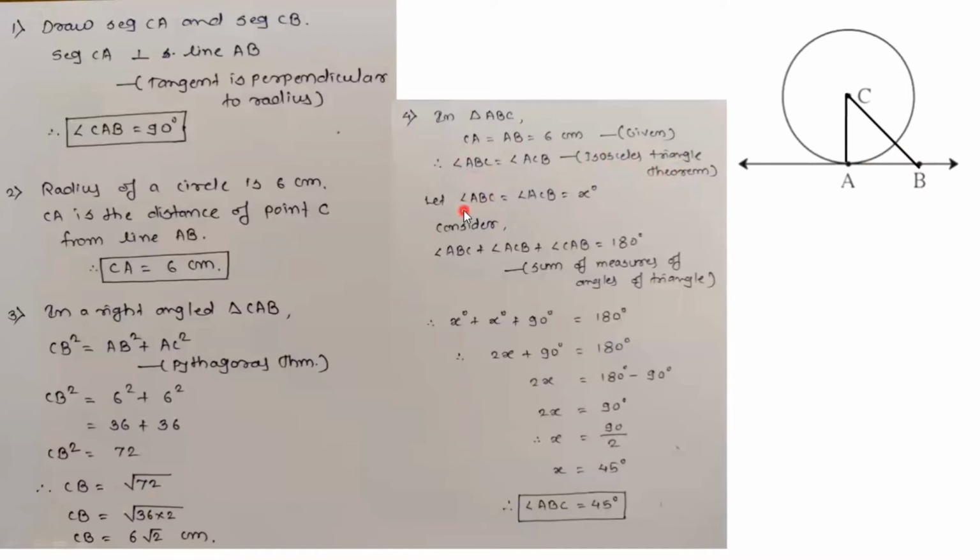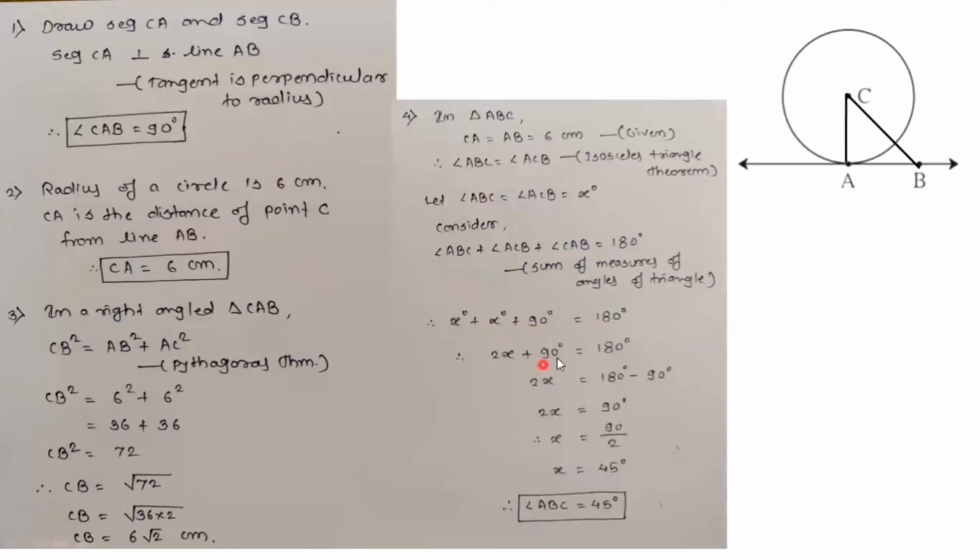Now let measure of these two angles, that is angle ABC is equal to angle ACB is equal to x degree. And now consider sum of measures of all the angles of this triangle, that is angle ABC plus angle ACB plus angle CAB is equal to 180 degree, because sum of measures of all angles of a triangle is 180 degree. I will replace the values of angle ABC and ACB, that is x degree, plus angle CAB, which we have proved to be 90 degree. So we'll replace here angle CAB by 90 degree is equal to 180.